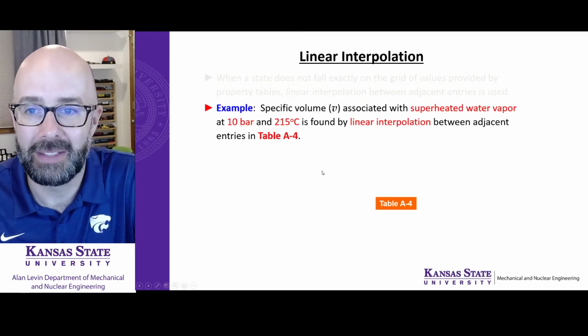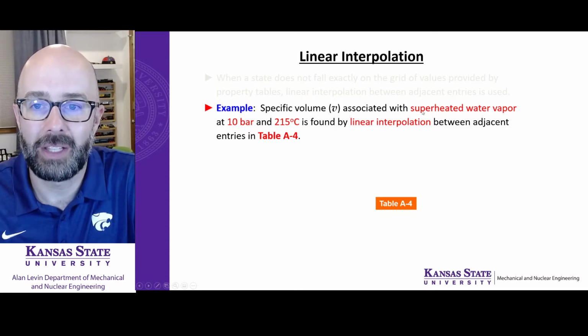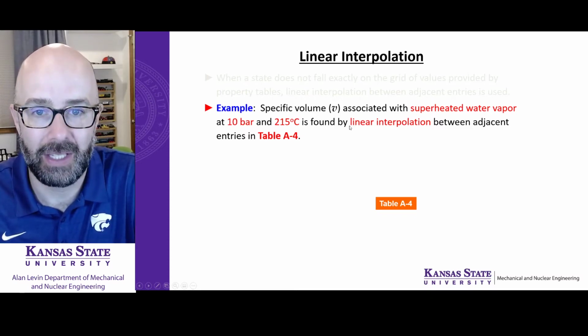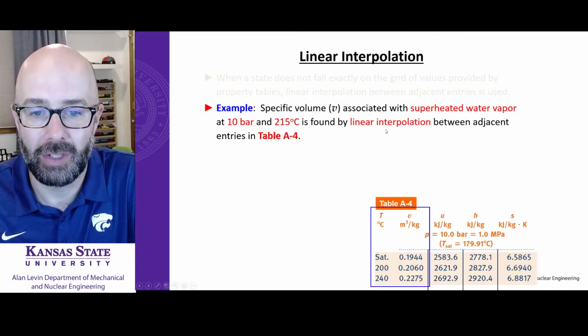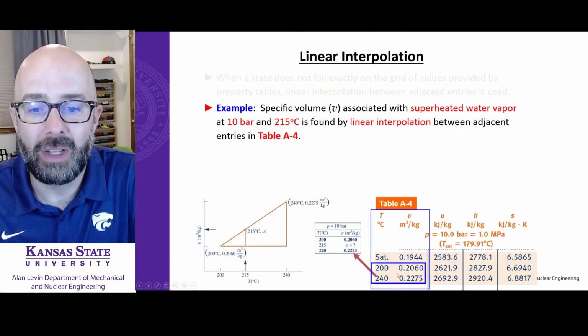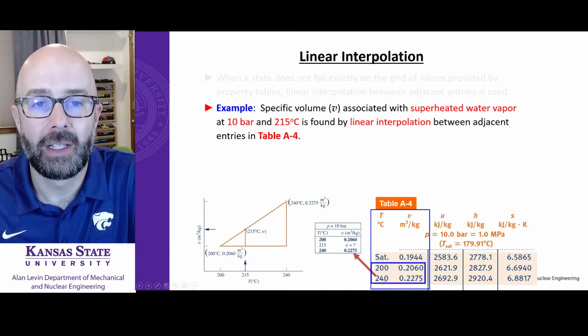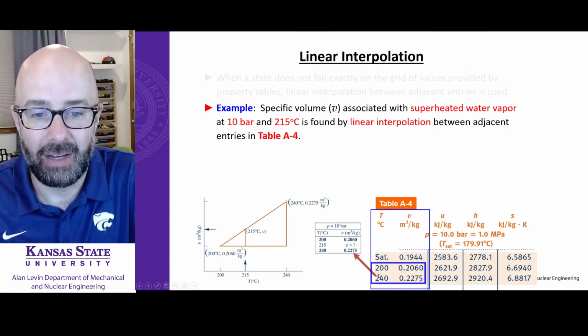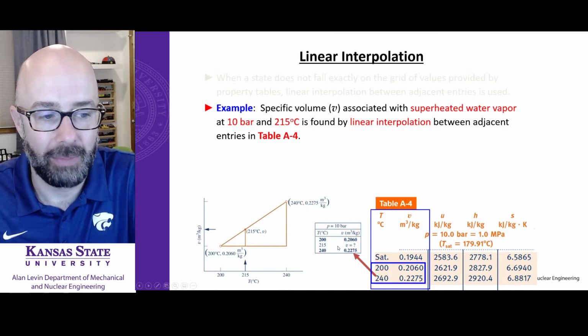Okay, so let's look at this. Let's now look at table A4. Let's look at superheated water vapor at 10 bar, 215 degrees Celsius, and we're going to do linear interpolation. So here we are. We do not have a 215 entry. We have a 200. We have a 240. We're going to have to make that entry for 215 exactly between here.